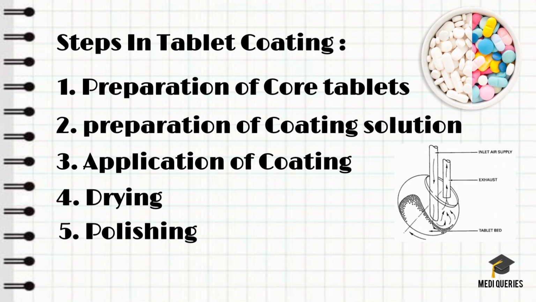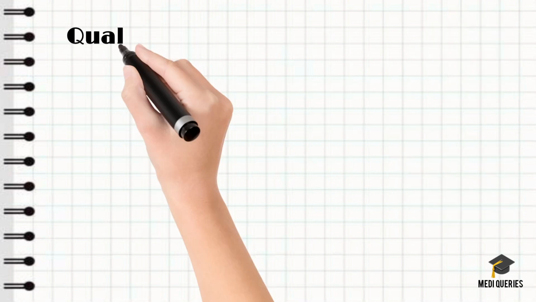In sugar coating, polishing gives a glossy appearance using waxes like beeswax. In film coating, a final drying step ensures the complete film coating. Okay, so this is about the various steps involved in the preparation of the coating of the tablets.